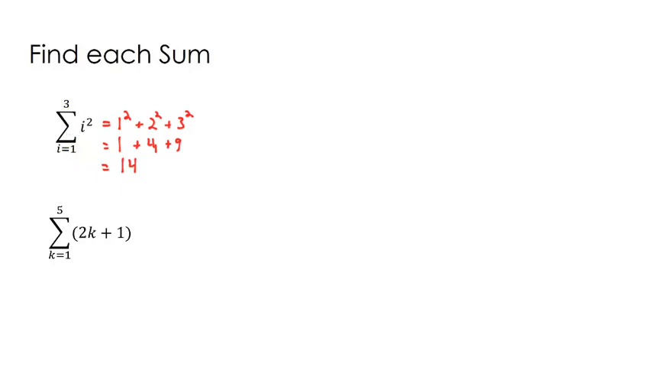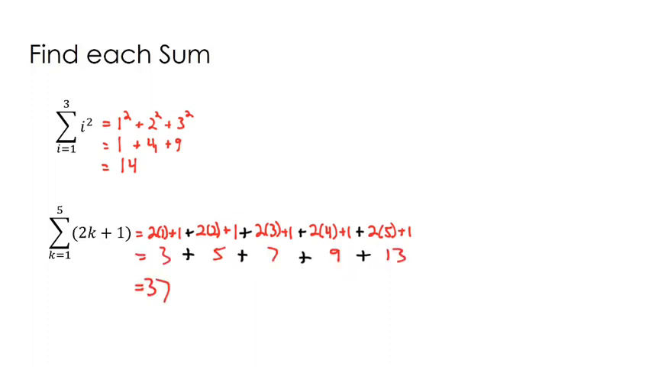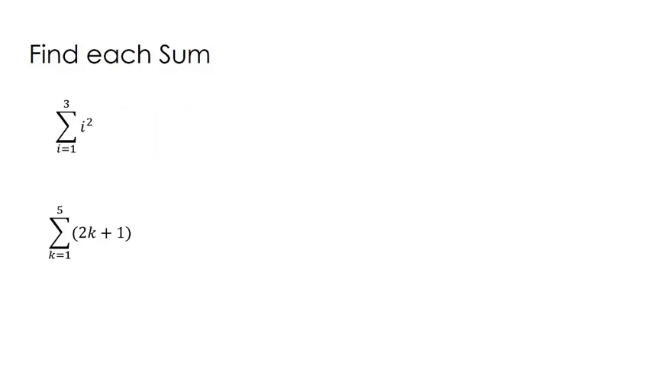Let's do another one. In this example, we're starting with an index of 1 and we're stopping at 5. So I'm going to do 2 times 1 plus 1, and then I'm going to add 2 times 2 plus 1, and then I'm just going to expand it out. So I expanded it out, and now I'm going to do the math on this. I'm going to evaluate these little expressions and add them up. Once I evaluate each of those for each index, I end up getting a sum of 37 for that one.